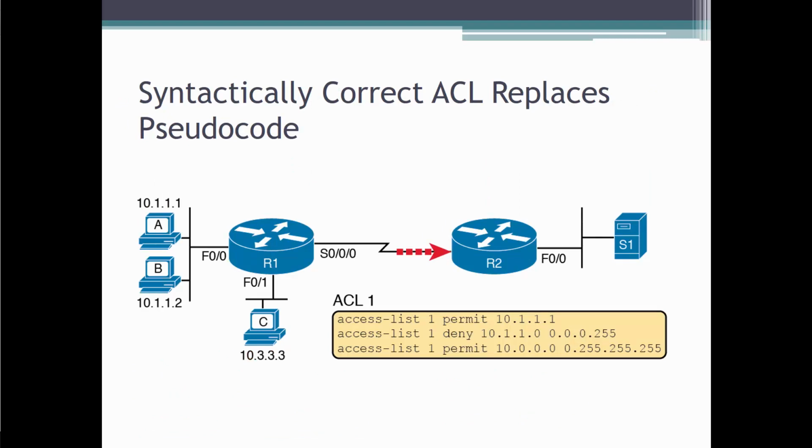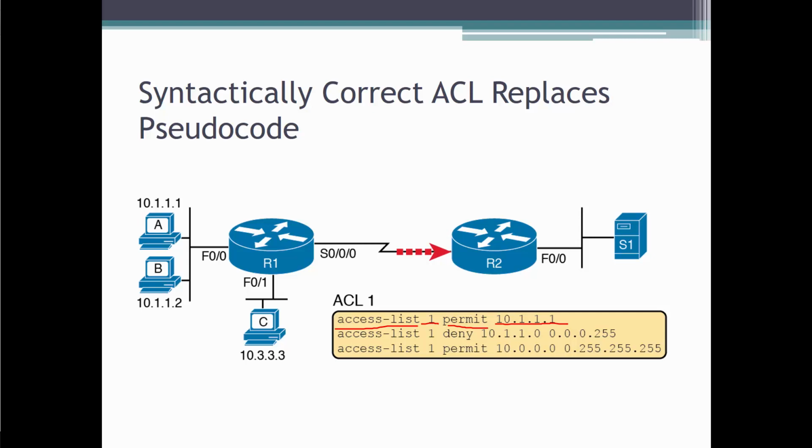The correct syntax for an ACL replaces the pseudocode: access-list, a number between 1 and 99. Are we permitting or denying? And we can give either an IP and subnet. Again, it won't be the true subnet mask, it should be the wildcard mask. This one is more like a host, whereas these are more like networks. Again, go from the most specific to the most general. That's how we program it on a router.